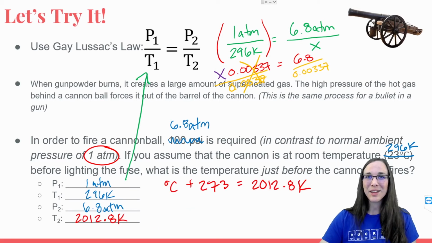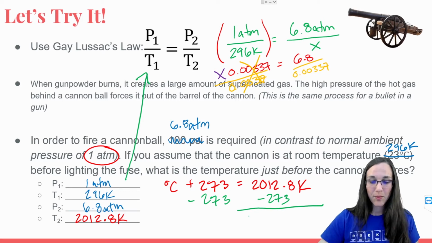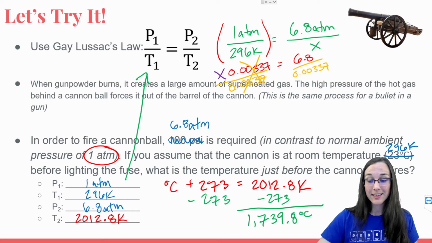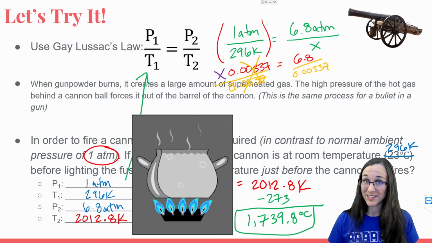In order to calculate for the degrees Celsius, we just need to subtract 273 from both sides. And we end up with degrees Celsius of 1,739.8 degrees Celsius. That is really, really hot. For reference, water boils at 100 degrees Celsius.